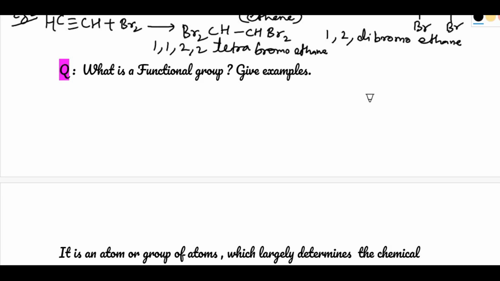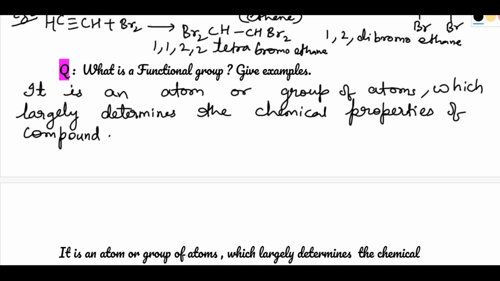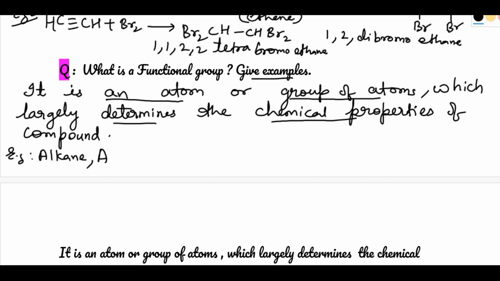Coming to what are functional groups. A functional group is an atom or a group of atoms which largely determines the chemical properties of that compound. So what can be the examples of functional groups? All alkanes have the functional group of single bond. Alkenes have the functional group of double bond. Alkynes have the functional group of triple bond. Then there is the hydroxyl group. There is the carbonyl group. Carbonyl means what? CHO as well as CO. Then there are haloalkanes.